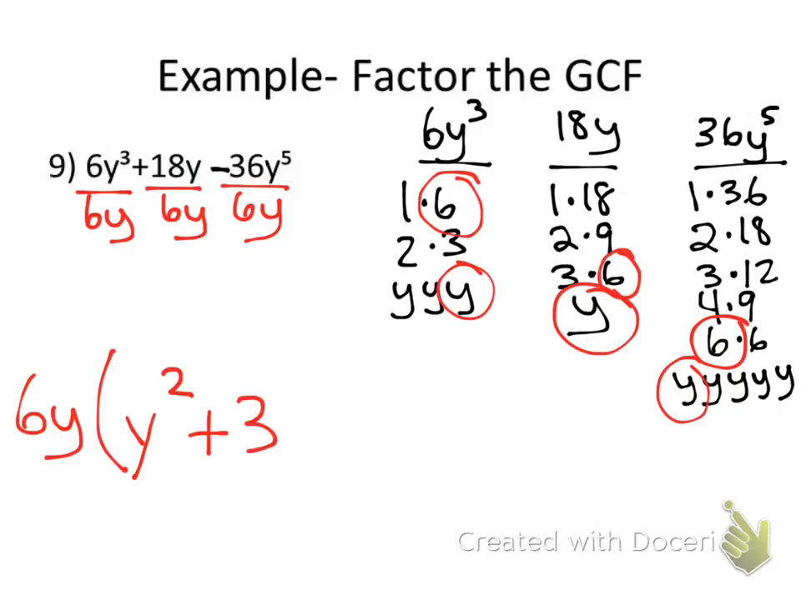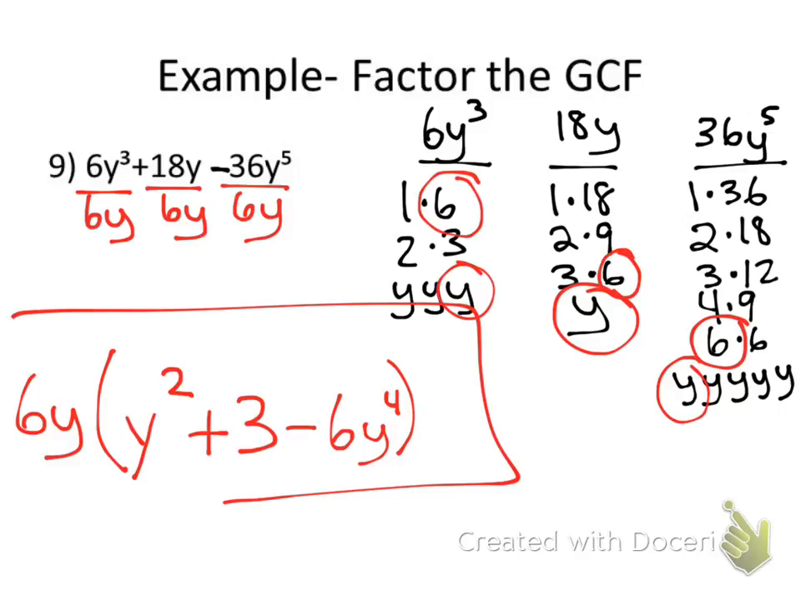Plus, what's 18 divided by 6? 3, you had a y, you're taking a y away. How many y's? 0. Good. Minus 36 divided by 6? 6. Y to the 5th, you take 1 away, you have y to the 4th. Good. I get the answer in my head, and that's what comes out of my mouth. All right. There you go.